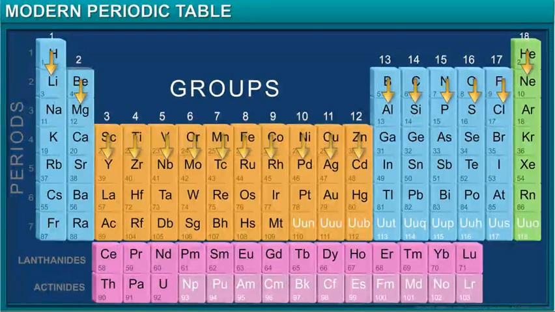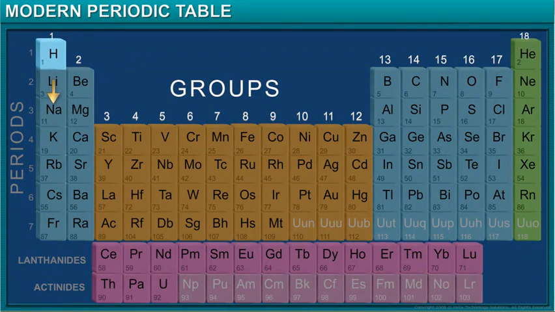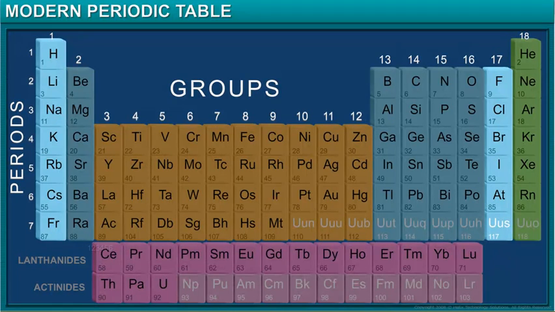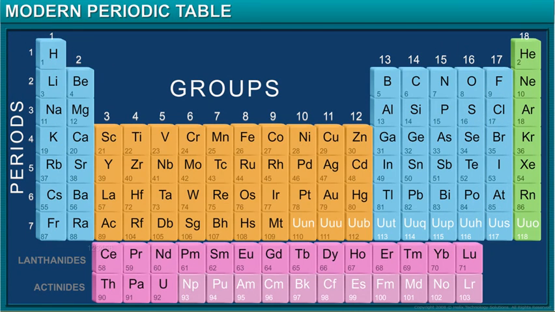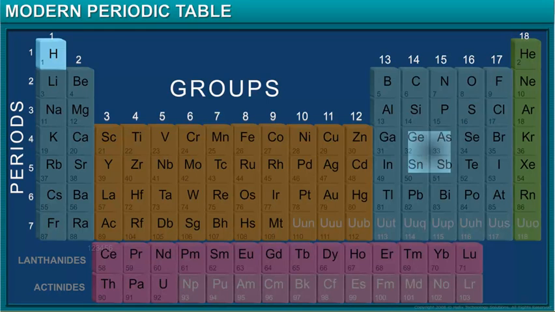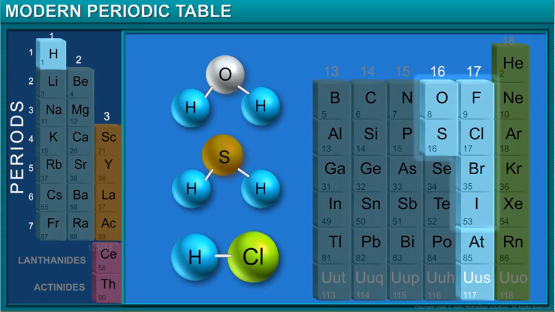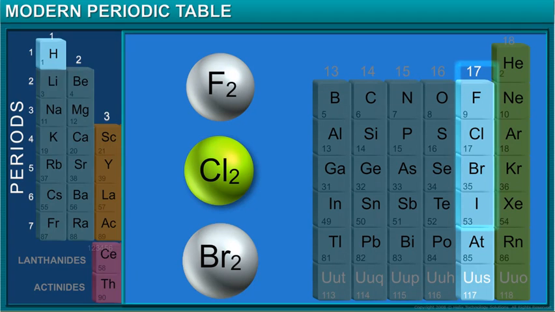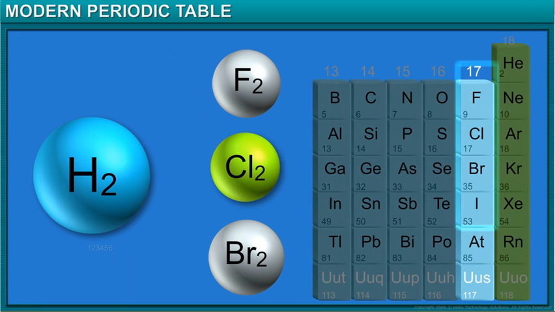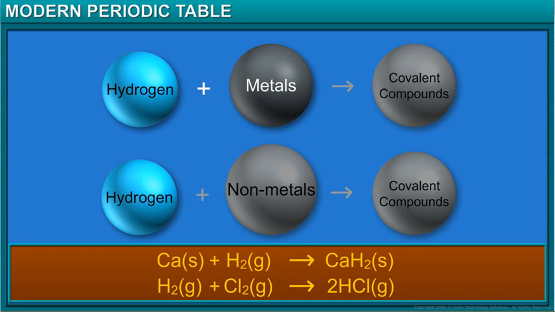There is an anomaly when it comes to the position of hydrogen in the periodic table, as it can be placed either in group 1 or group 17 of the first period. Like alkali metals, hydrogen combines with oxygen, sulfur, and halogens to form similar compounds. On the other hand, like halogens, hydrogen exists as a diatomic molecule and combines with metals and nonmetals to form covalent compounds.